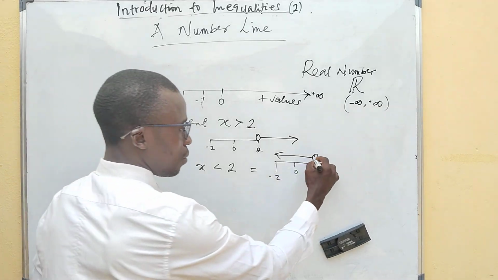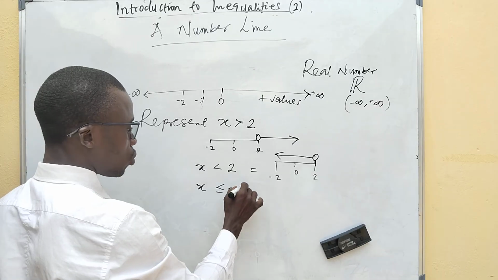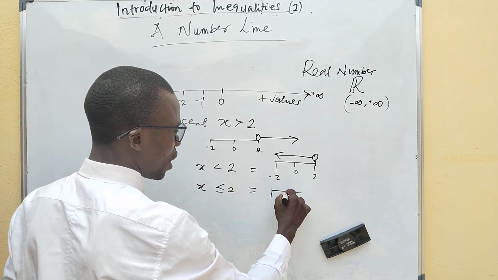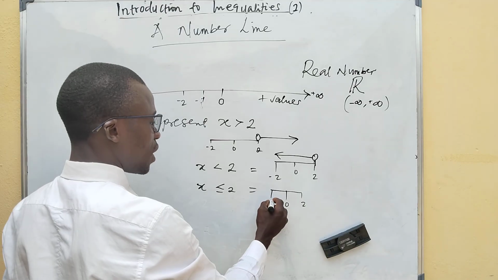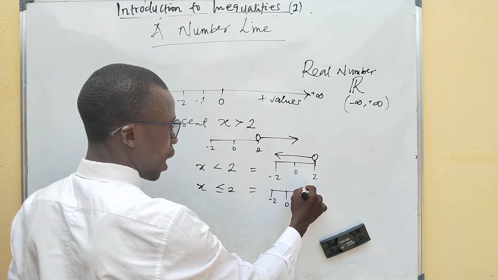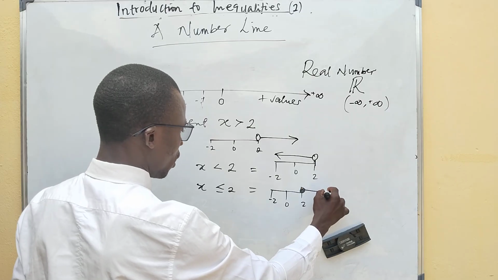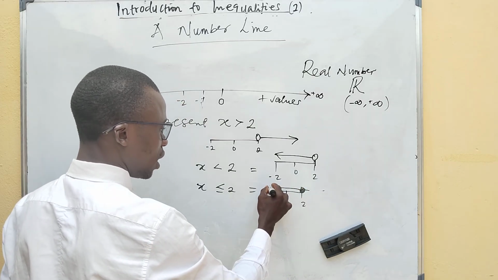Okay, now, what if I now have x is less than or equal to 2? So I will have it the same way. What do you think will happen here? Minus 2. So here will be shaded. Sorry, this is less than. It will take the left hand side.